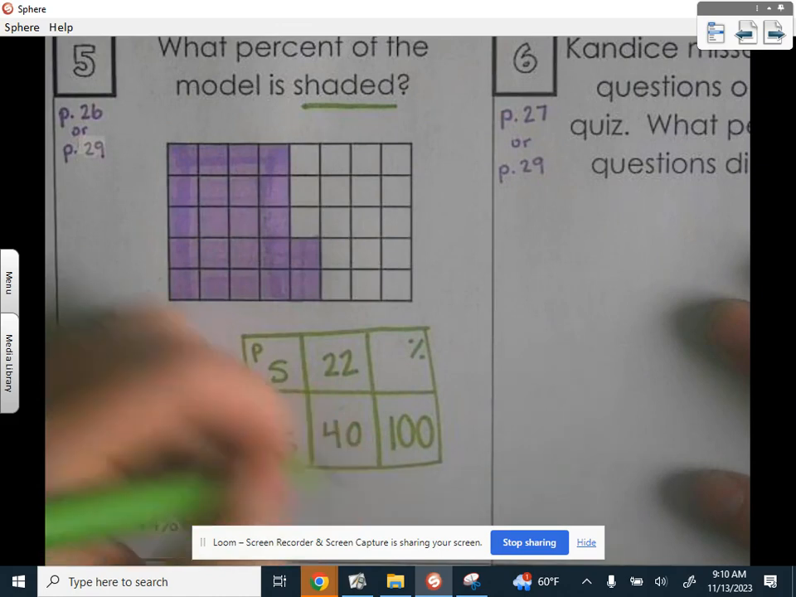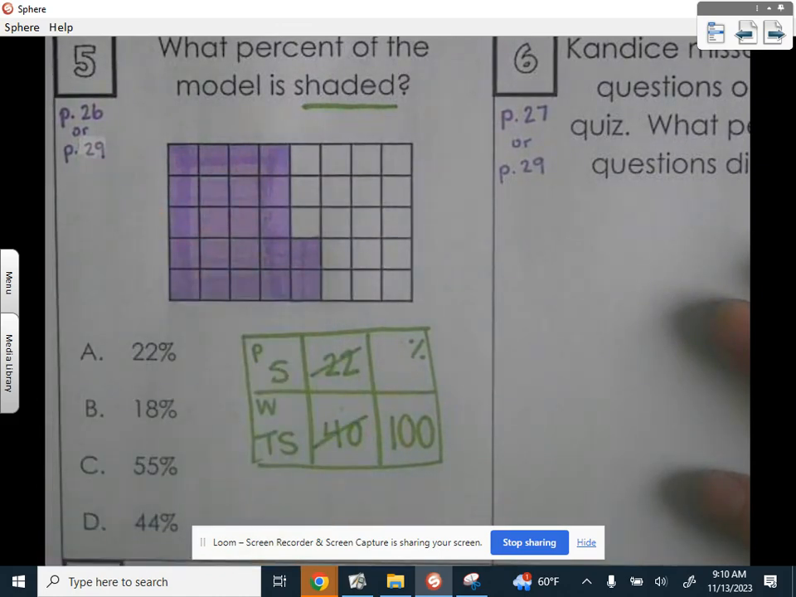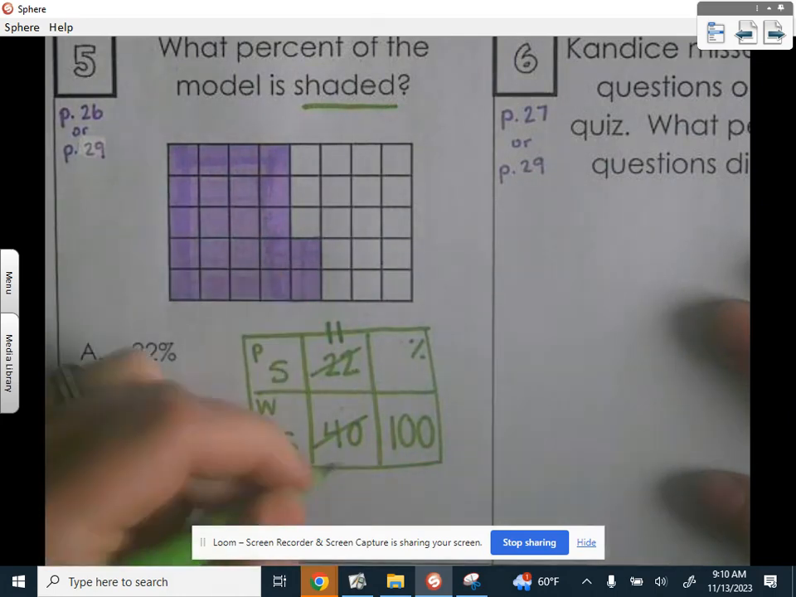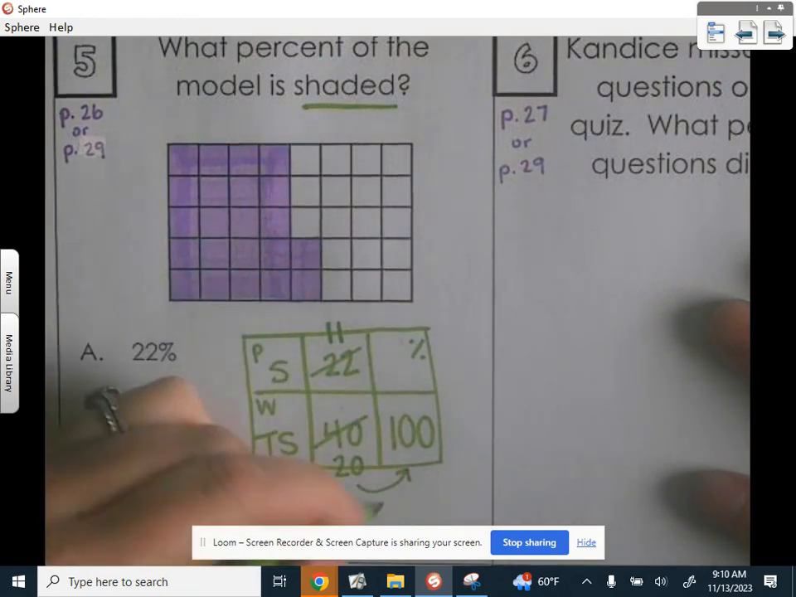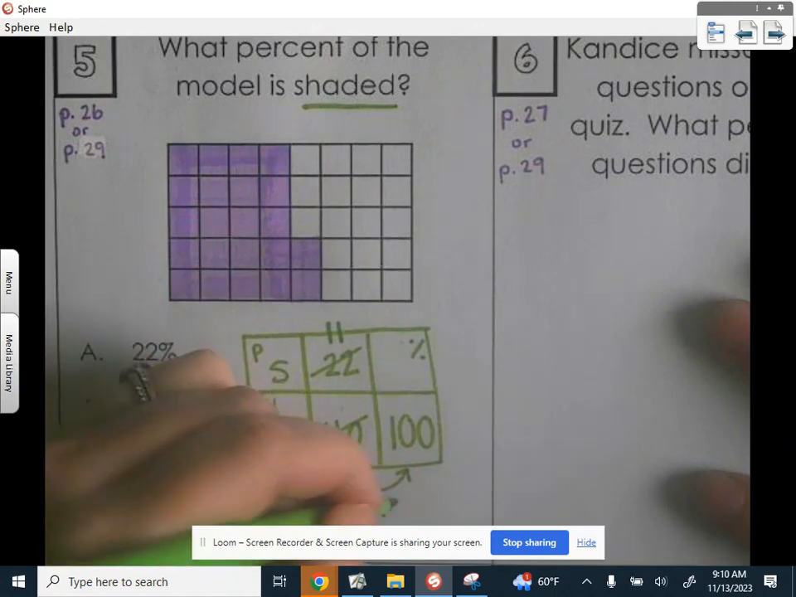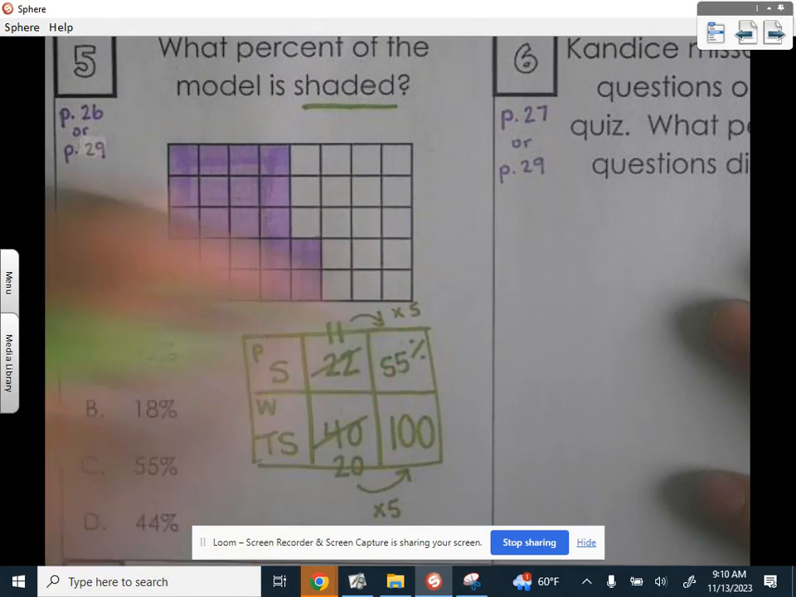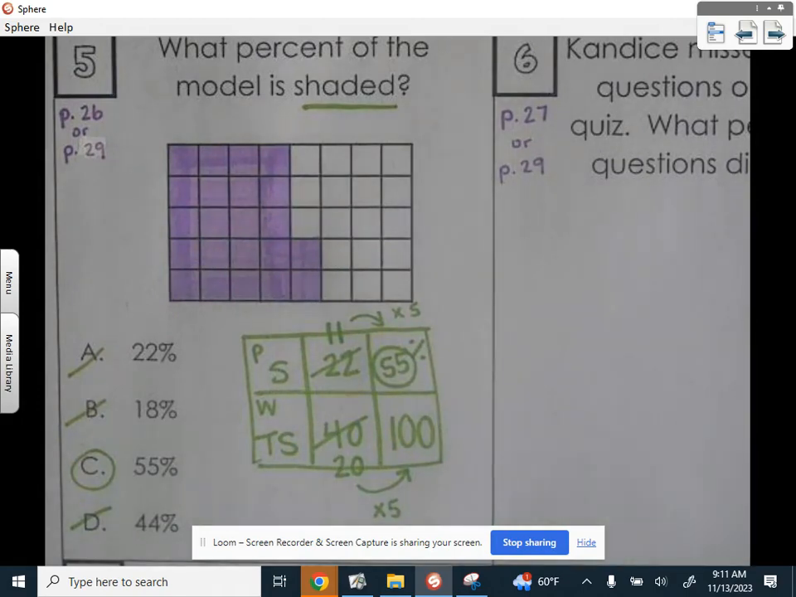I don't see a relationship on this one, so again, we are going to need to simplify. I'm going to go ahead and simplify these two. They're both even, so I can cut them in half. Half of 22 is 11, and half of 40 is 20. Now that I've simplified, there is a relationship because 20 times 5 is 100. So I can do 11 times 5, which is 55. So 55% is the answer on this one. And again, none of these other ones are even possibilities because those are all less than half. They're less than 50%. And we know our figure is more than 50% shaded.